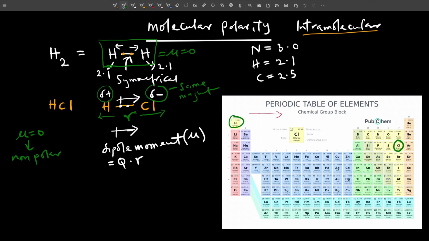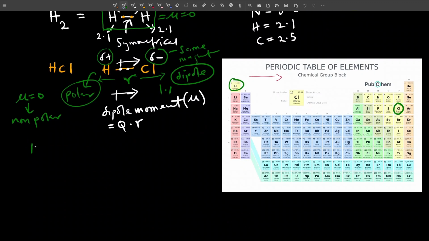But in this case, for HCl, we have a partial positive pole and a partial negative pole. So we use the word dipole. When I say dipole, I mean two electric charges of the same magnitude separated a particular distance from each other. Since there are two poles, a negative pole and a positive pole, HCl has a dipole moment of around 1.1. Hence HCl is a polar molecule. So HCl is polar.